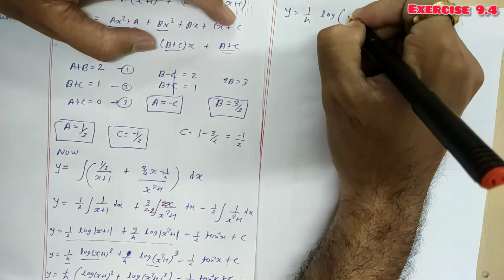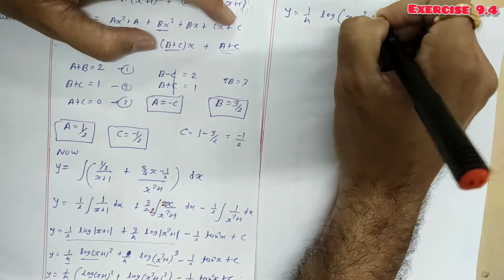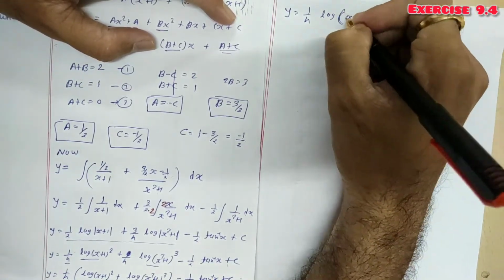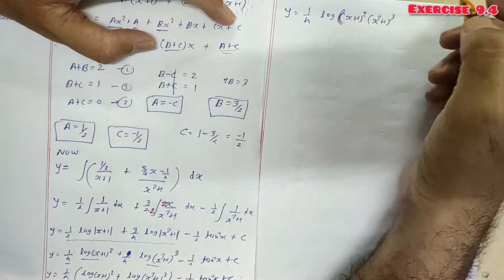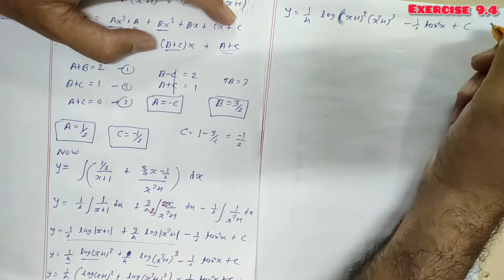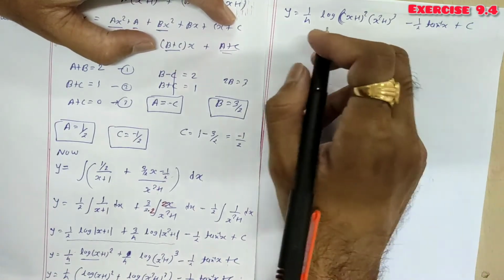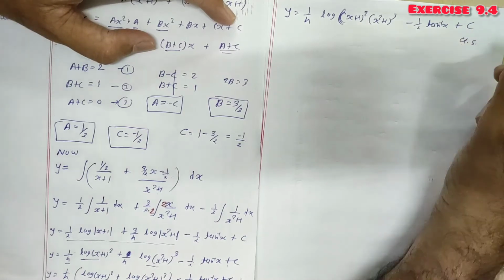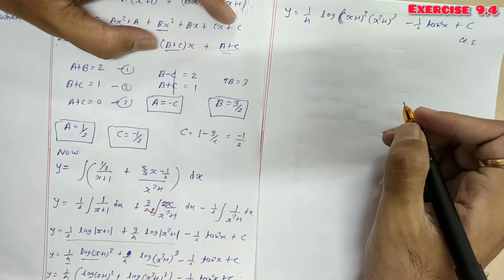So log (x+1)² (x²+1)³ — these two terms have come in multiplication. Done. Minus 1 by 2 tan inverse x plus c. This is the final simplification, which is our general solution. Now we have to find the particular solution for the given condition.